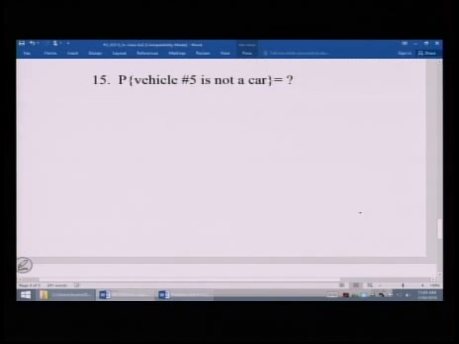Okay. How about number 15? So this is the last question for the in-class exercise number 2. We want to know the probability that the vehicle number 5 is not a car. So which random variable, which distribution are we going to use? So let's say X is the vehicle number 5. Then X follows which distribution?